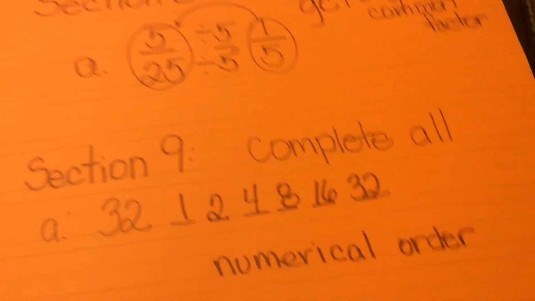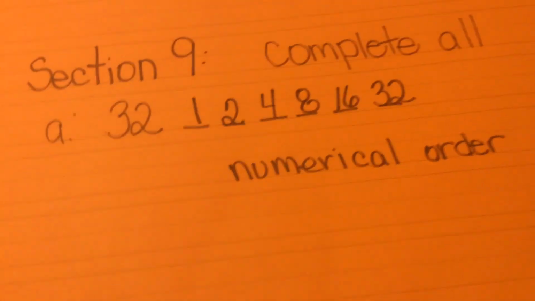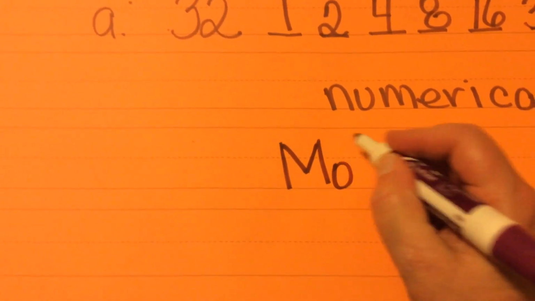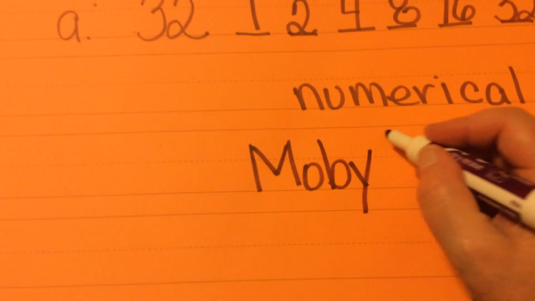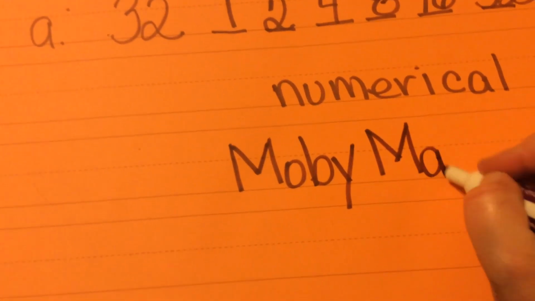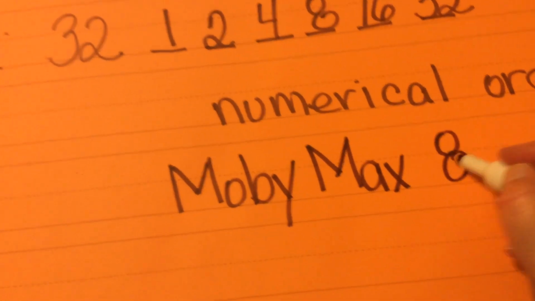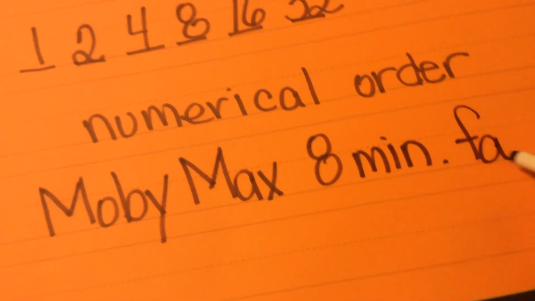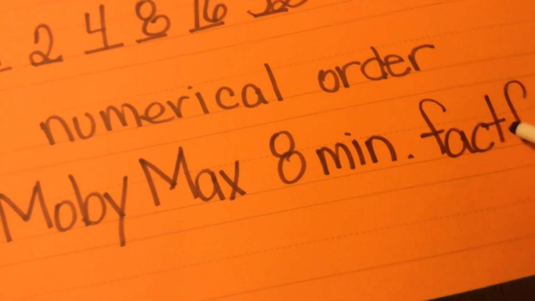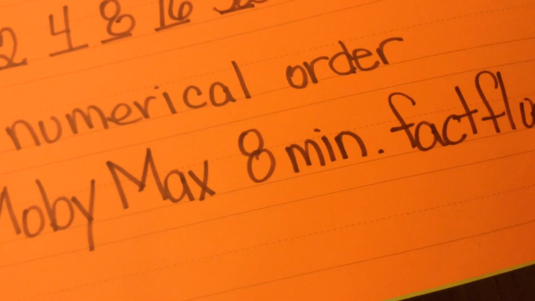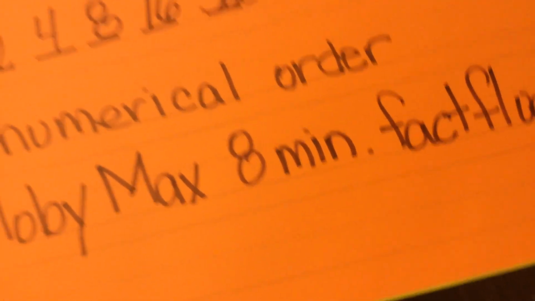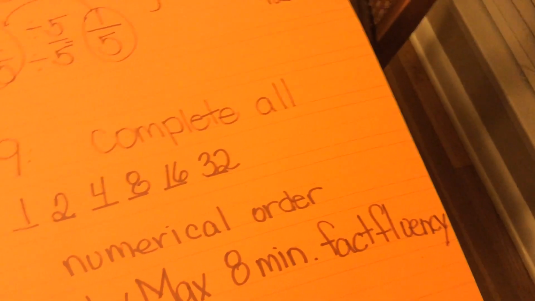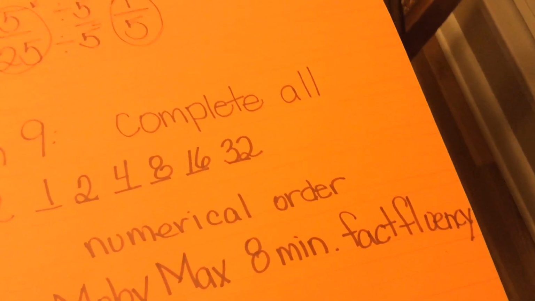Now, I'm going to write this as well, but after you get done with this, you are going into MobyMax, and you are to do 8 minutes of fact fluency. Can you do more? Sure. Okay. Now, do I want you to do 20 minutes of fact fluency? No. But if you do 9 or 10 minutes, that's great. You've gone over that 8 allotment.